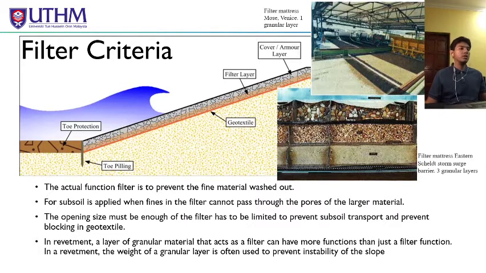The weight of the granular layer is used to prevent instability of the soil. So the more granular material we use, the more weight we have to stabilize the slope. If we use more geotextile and the layer becomes thin, the slope becomes unstable, so the structure will fail.